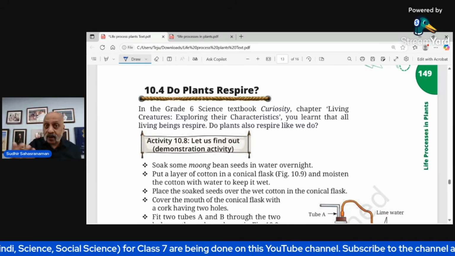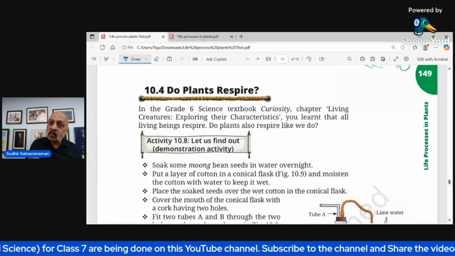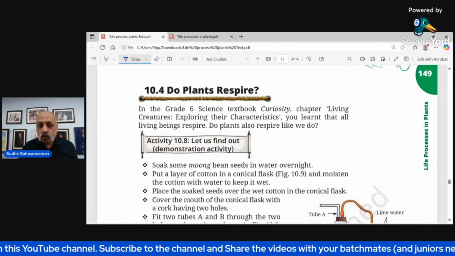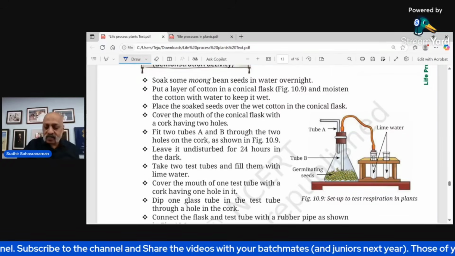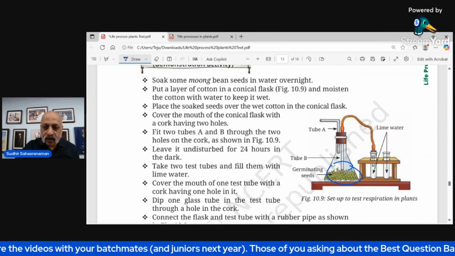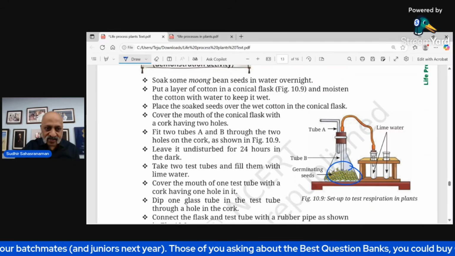Do plants respire? Respire means the entire process of breathing. We have learned about photosynthesis. Do they also respire? Yes, they do. So it's a simple experiment. Take some moong dal seeds in a flask like this.